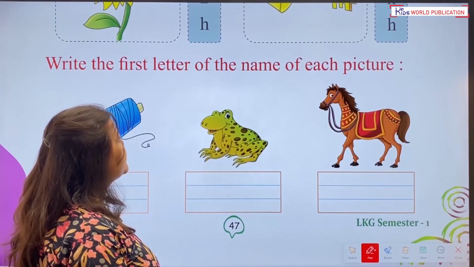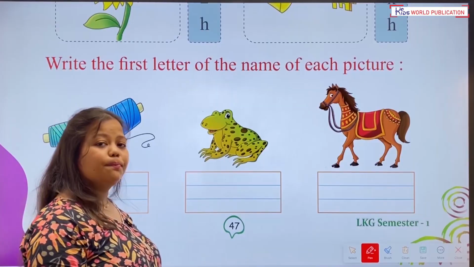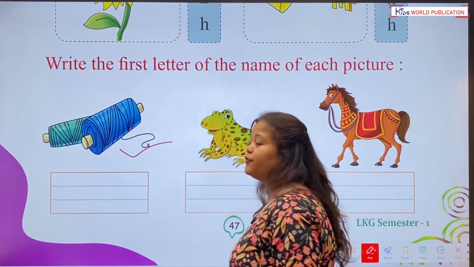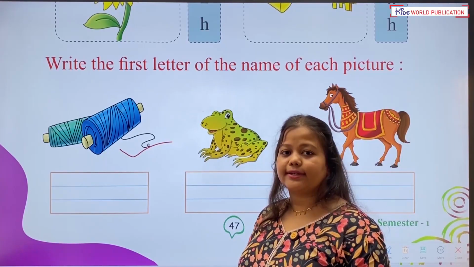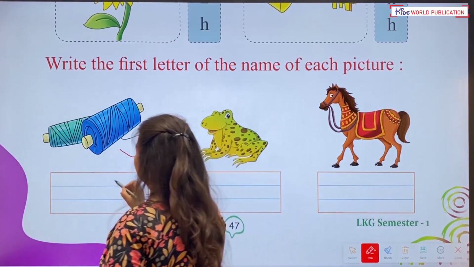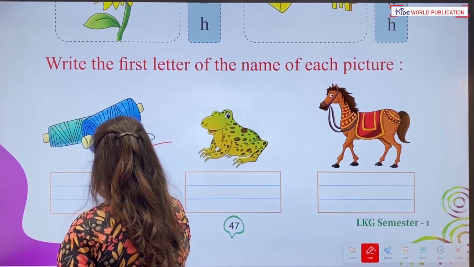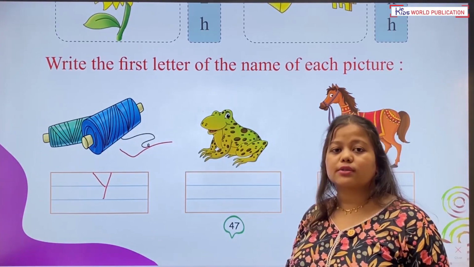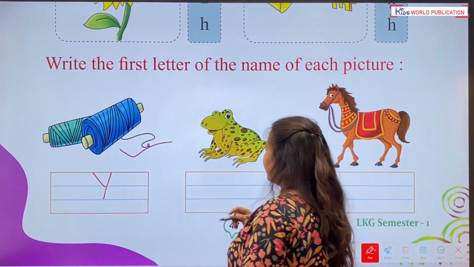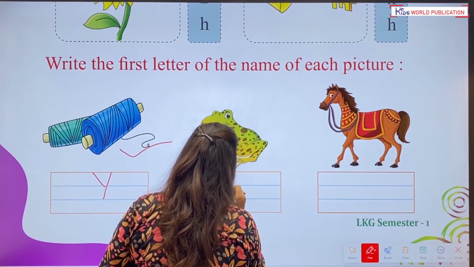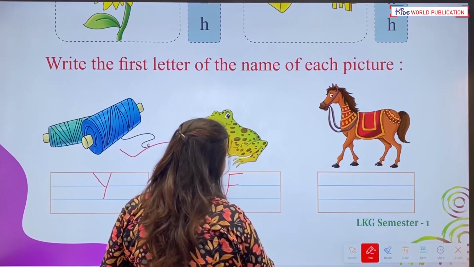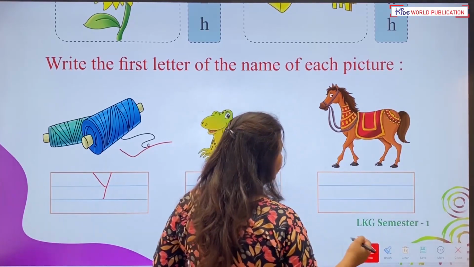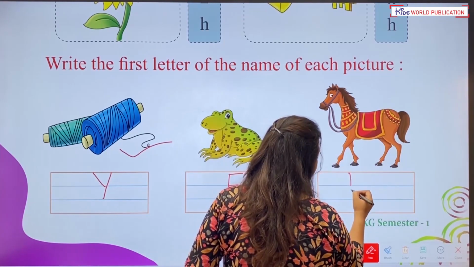Write the first letter of the name of each picture. So kids, this is the picture of yarn. Yarn starts with letter Y. So we'll write Y here. This is the picture of frog. Frog starts with letter F. So we'll write F here. This is the picture of horse. So horse starts with letter H.